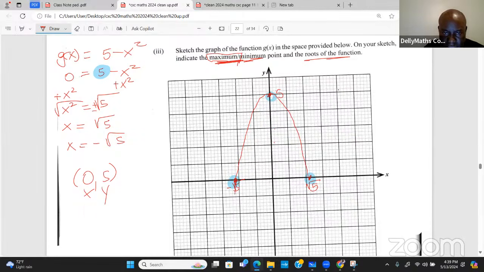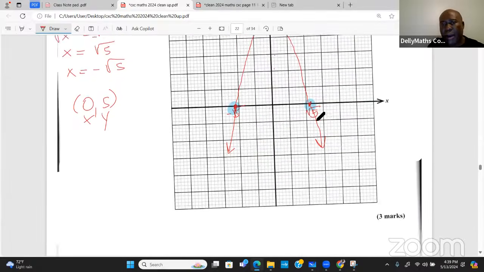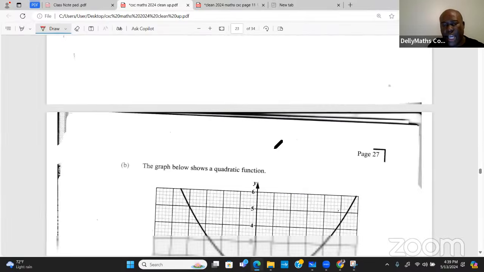So this is a rough sketch of the idea. That's it. That's the sketch that they wanted. They wanted us to highlight our maximum point. So right here we have (0, 5). That's my maximum point right here. And these are my x-intercepts, which are what we call our roots. That is all that was required in terms of responding to that question, and we're done.